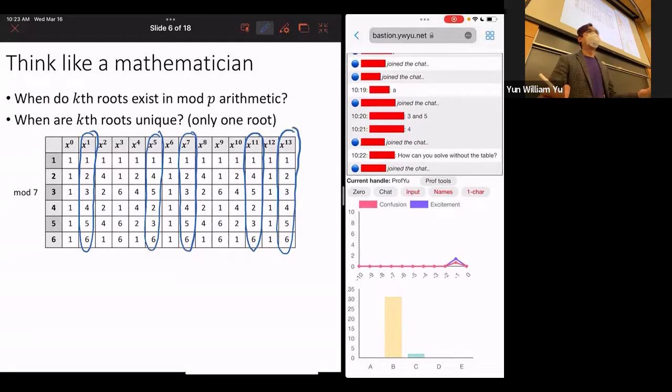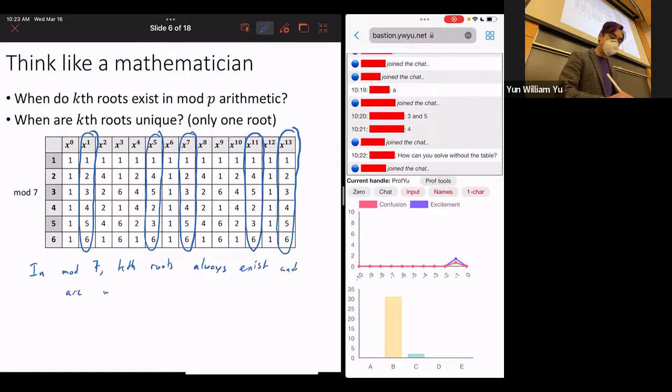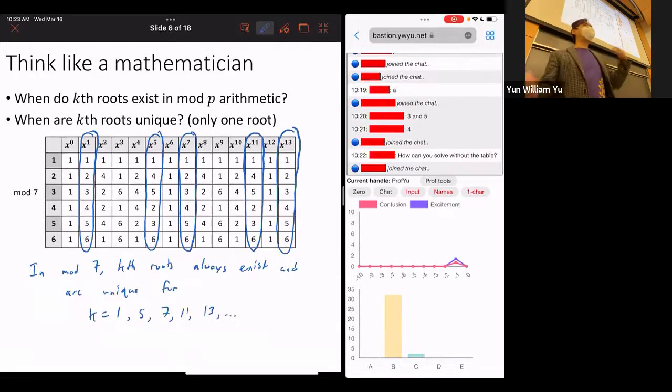And you note that these repeat, right? Because of course you know that the powers repeat. And so in mod 7, kth roots always exist and are unique for k is equal to 1, 5, 7, 11, 13, and so on. Okay, and notice that whenever they're not unique, that means that some other root doesn't exist, right? Because if they're not unique, then that means that some number was duplicated, appeared twice, and that meant that some number didn't appear.